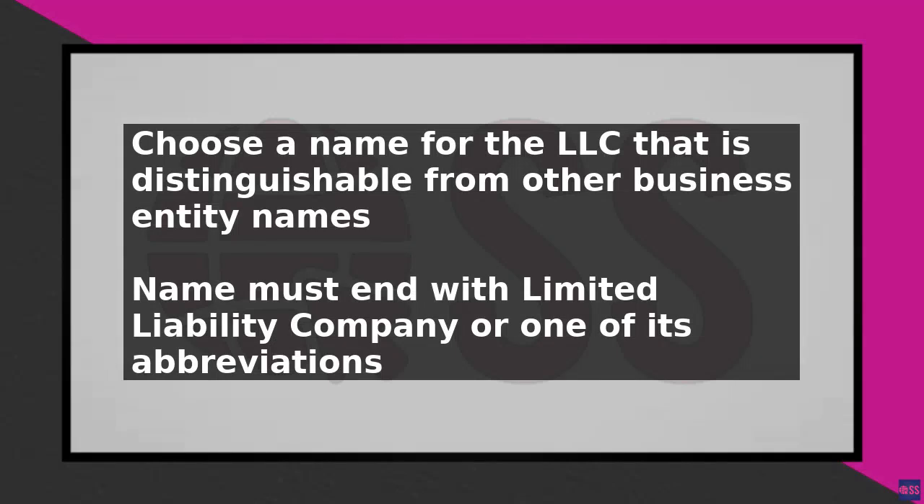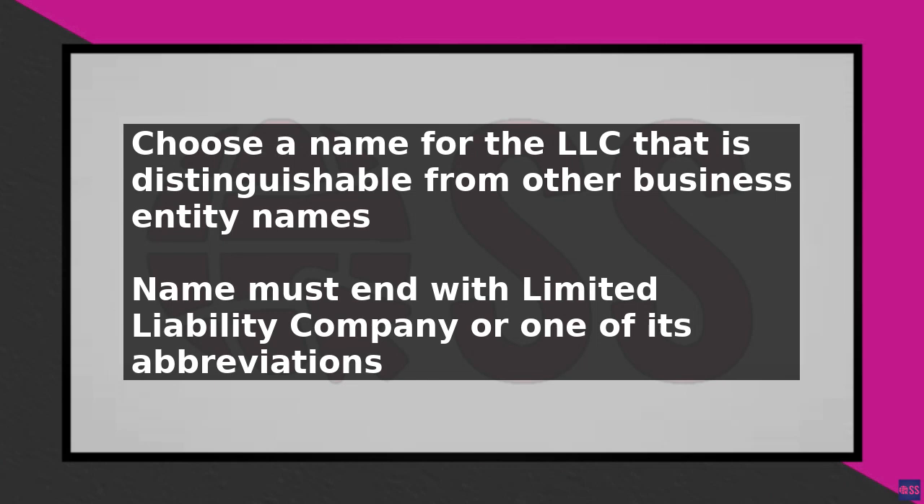To form a limited liability company, LLC, in New Mexico, several steps must be taken. The first step is to choose a name for the LLC, which must be distinguishable from other business entity names already registered in the state. The name must end with Limited Liability Company or one of its abbreviations. The availability of the name can be checked on the New Mexico official state website.